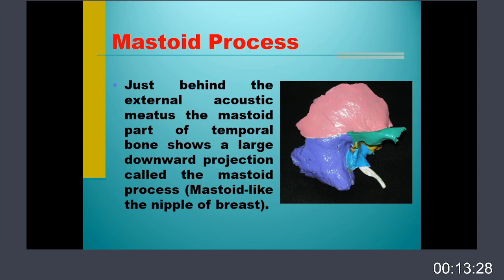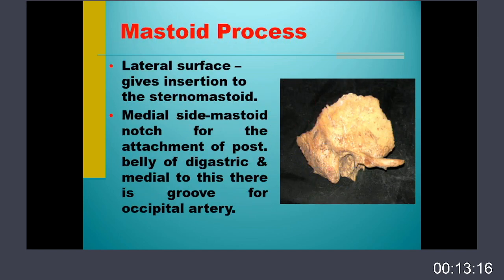Just behind the external acoustic meatus, the mastoid part of the temporal bone shows a large downward projection called the mastoid tip. So it's like the nipple of a breast. When we see the dry temporal bone, it gives insertion to the sternocleidomastoid. On the medial side, the mastoid notch is there for the attachment of the posterior belly of digastric. And medial to this, there is a groove for the occipital artery.